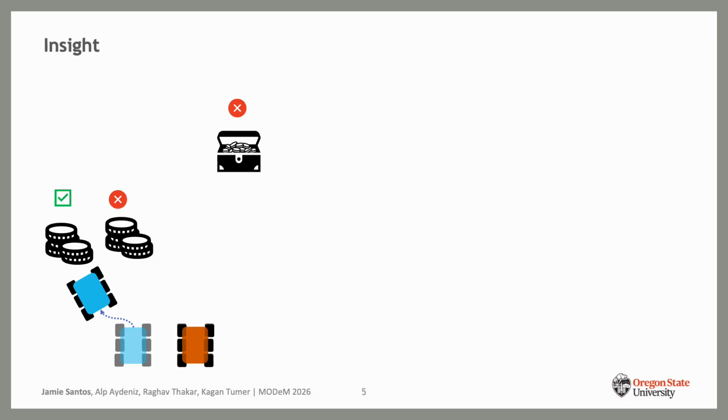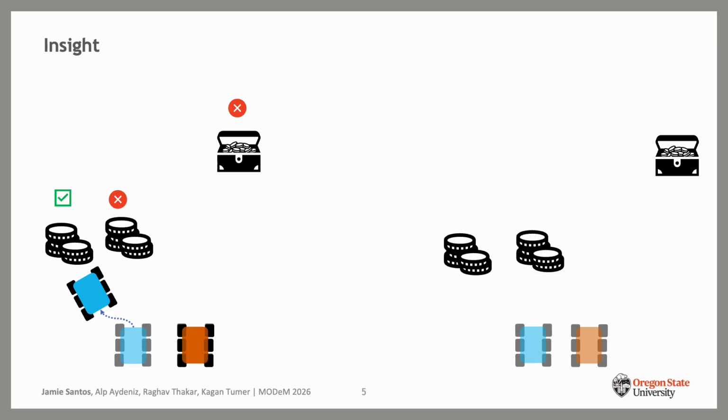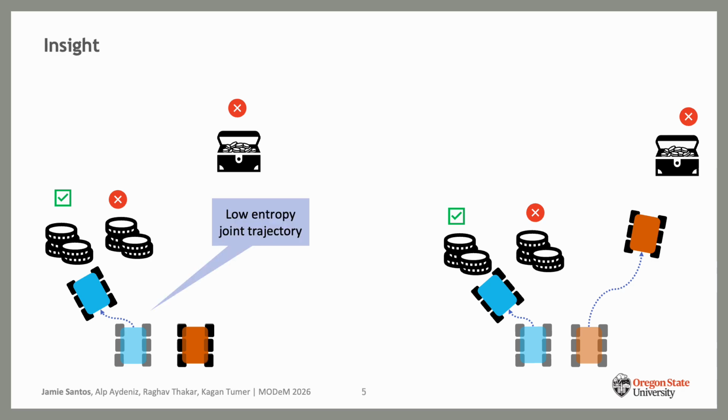Now, say in another instance, one rover similarly claims one low-value POI, and the other heads toward the high-value POI. It ultimately achieves the same reward as the first example, but its behavior is more likely to achieve a higher value POI. Despite the same rewards, we see that the first example has a lower joint trajectory entropy, and that the second example has a higher joint trajectory entropy. This leads us to the core insight.